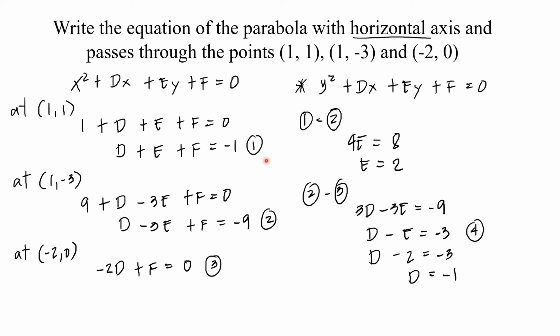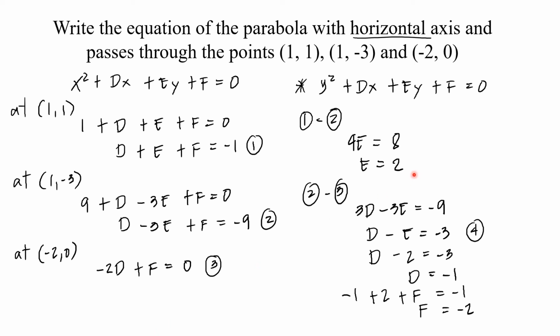We can substitute this to equation 1 and get the value of f. Then we have negative 1 plus 2 plus f is equal to negative 1. Negative 1 plus 2 is 1. Then subtracting 1 from both sides of the equation, we have f is equal to negative 2.